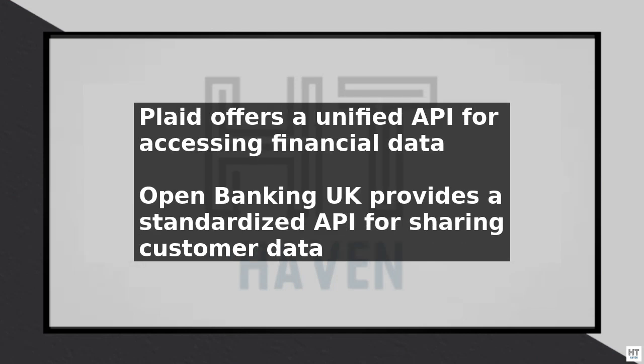Plaid provides a unified API that allows developers to access financial data from multiple banks and institutions, while Open Banking UK provides a standardized API that allows banks to share customer data with third-party providers.